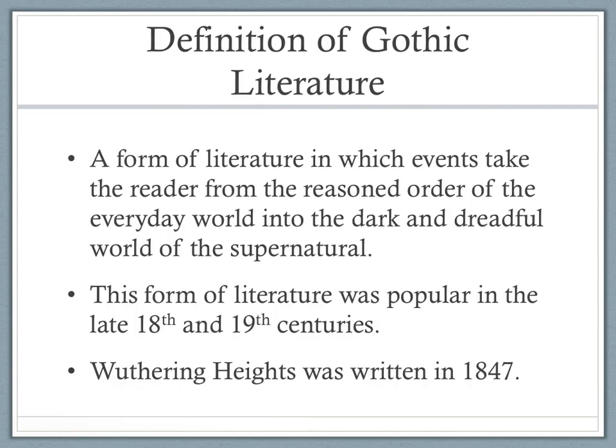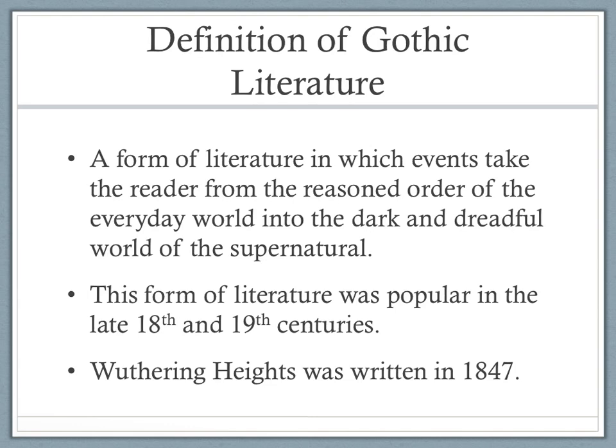So, Gothic literature is a form of literature in which events take the reader from the reasoned order of the everyday world into the dark and dreadful world of the supernatural. So really at its core, Gothic literature is very dark, very dreary, very ominous, and it's dealing quite a bit with supernatural elements. So we're getting into the monsters, Frankenstein, Dracula, all that stuff. That really is Gothic literature at its core.